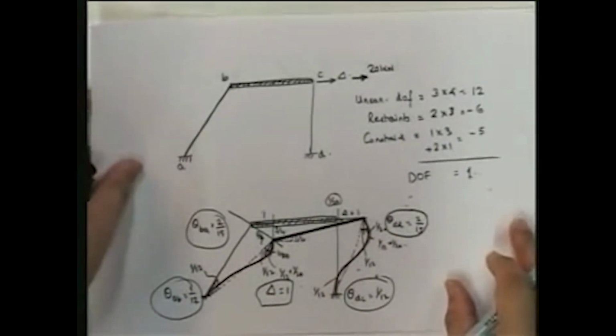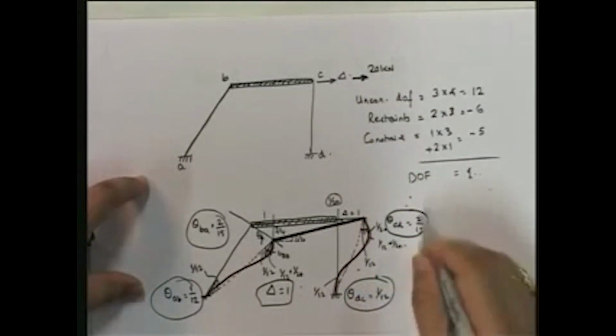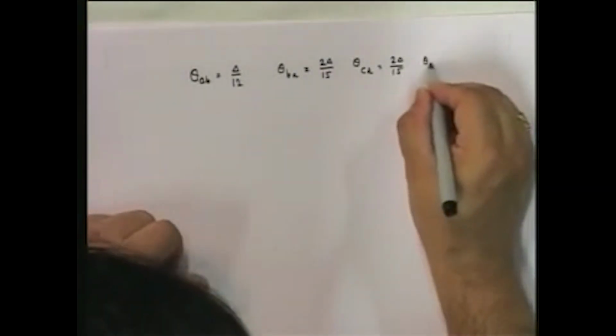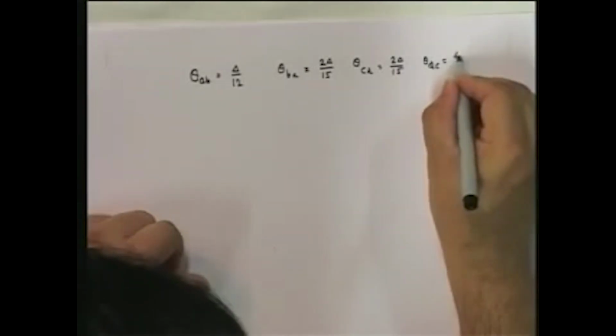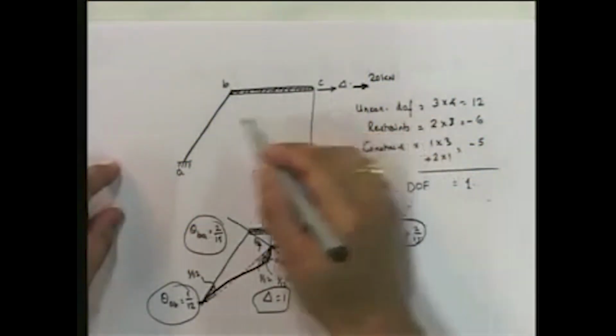Let's go back here. If you go back here, from the chord to the tangent anticlockwise, from the chord to the tangent anticlockwise, so all of them are positive. So actually I can write them down. Theta DC is equal to delta by 12. So now I'm going to substitute this into my equation. What are my fixed end moments? Since there are no loads in the members, the fixed end moment is equal to 0.